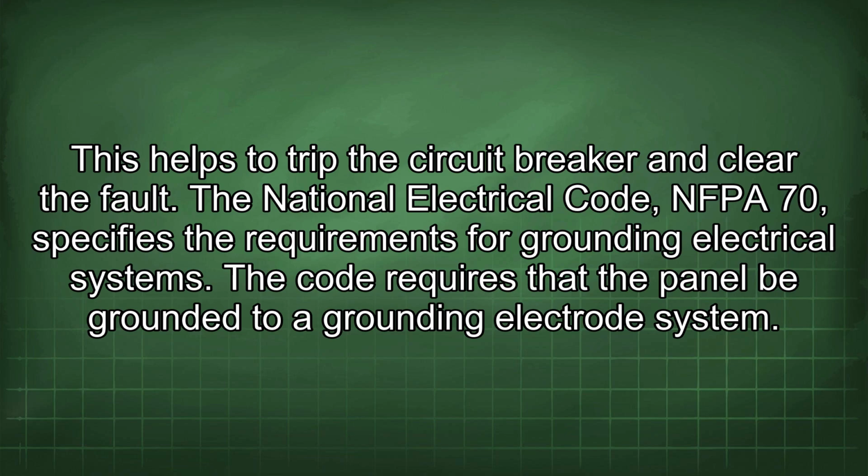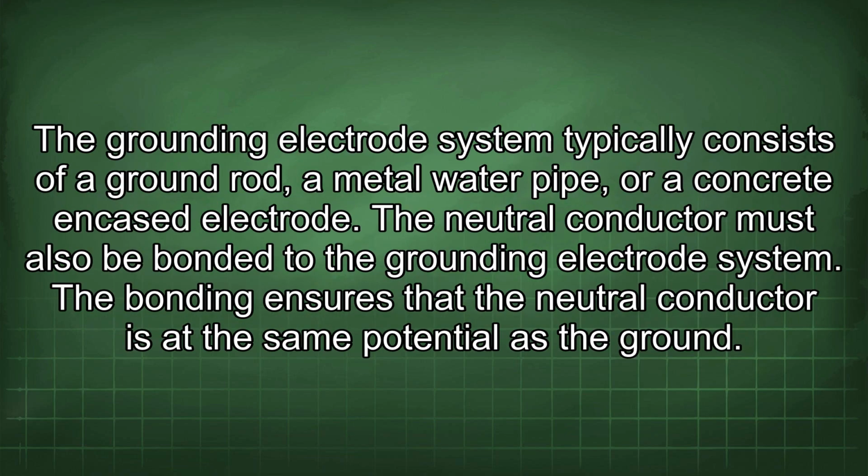The code requires that the panel be grounded to a grounding electrode system. The grounding electrode system typically consists of a ground rod, a metal water pipe, or a concrete encased electrode. The neutral conductor must also be bonded to the grounding electrode system. The bonding ensures that the neutral conductor is at the same potential as the ground.